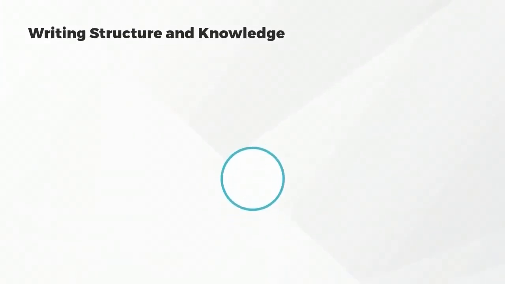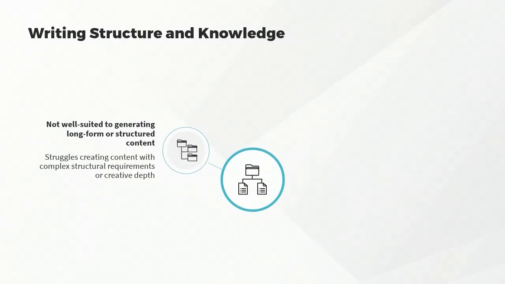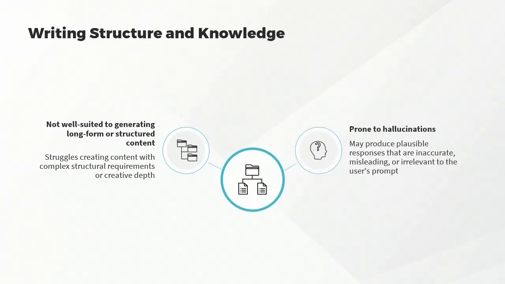ChatGPT performs best when tasked with generating relatively small chunks of content, such as summaries and succinct explanations. It is not well suited to producing long-form content or content with complex structural requirements, such as training materials that need to introduce complex concepts in a progressive and logical way, or narratives that require creative depth, such as a novel.